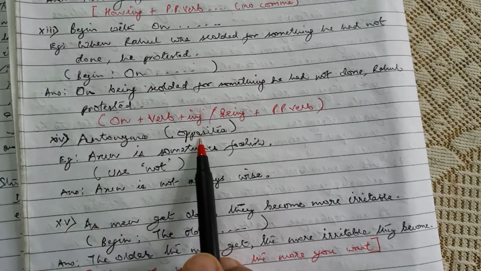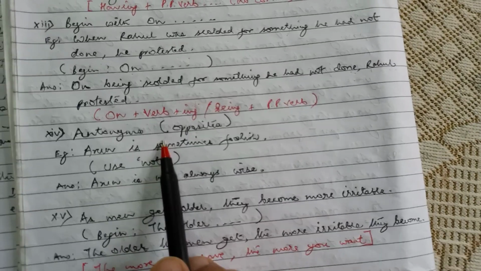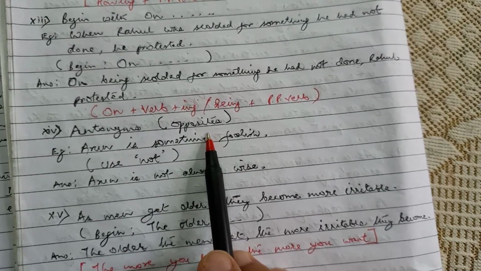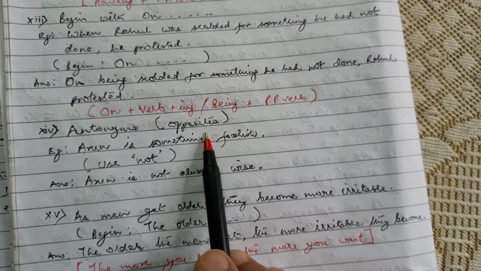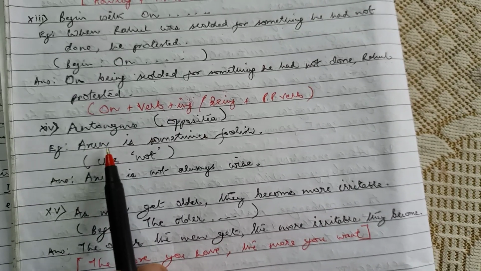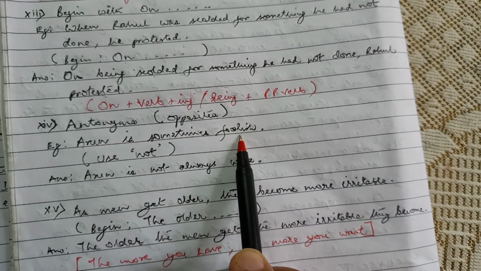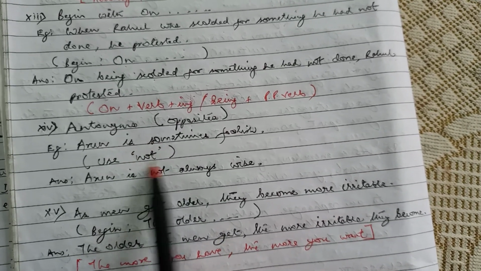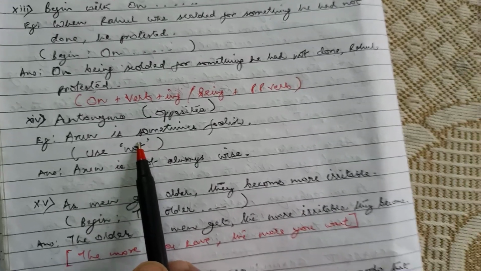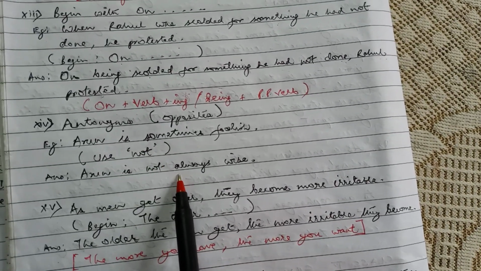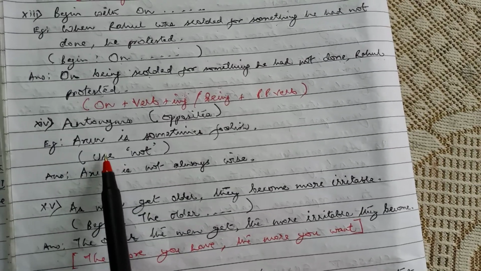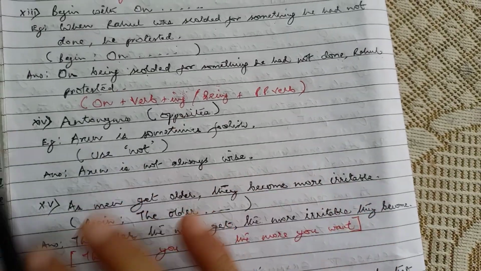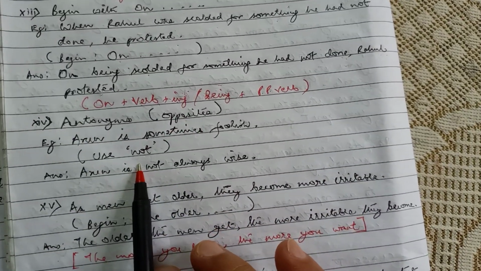Antonyms means opposites. Sometimes the questions are also based on opposites. Take an example. For this you have to know the word opposites, because any word opposite may be asked in the question paper. So example: Arun is sometimes foolish. Use not. You are asked, use not. So whenever you are told use not, then go for the opposite. Think for the opposite. It is not telling you begin not. When you are told begin not, then the antonym exercise will not function.